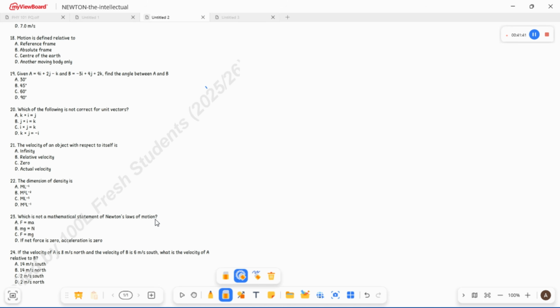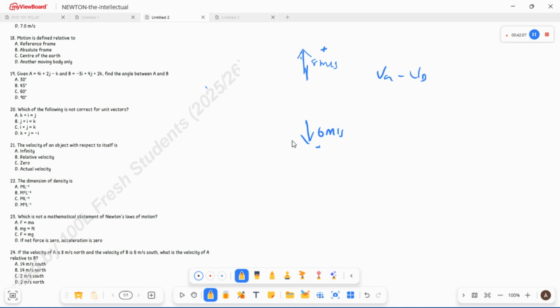Then question 24, we have: if the velocity of A is 8 meters per second north and the velocity of B is 6 meters per second south, right? So we have A to be 8 meters per second north, then the other one is 6 meters per second south. Remember, this one is not. So we can give this one positive and say this one is negative. Then it is asking for the relative velocity of A relative to B. So we are doing VA minus VB.